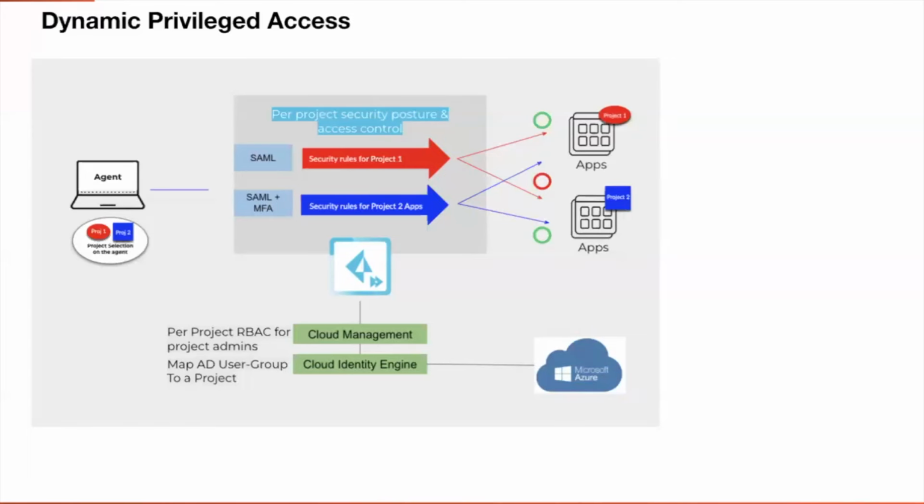So dynamic privileged access is a solution where, if the consulting company purchases Prisma Access, then Prisma Access can connect to the consulting company's customers' data centers. You have service connections today with Prisma Access. The service connections connect to different customers' applications. Every customer is named as a project. You can see project one and project two on the right side. Those are the different applications.